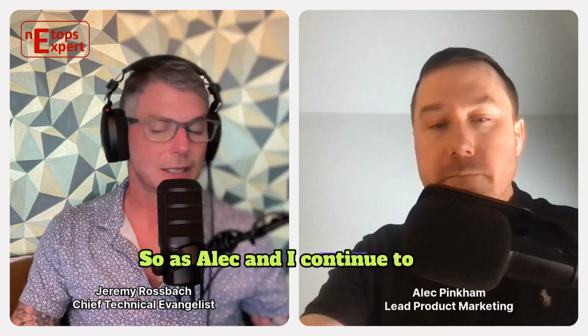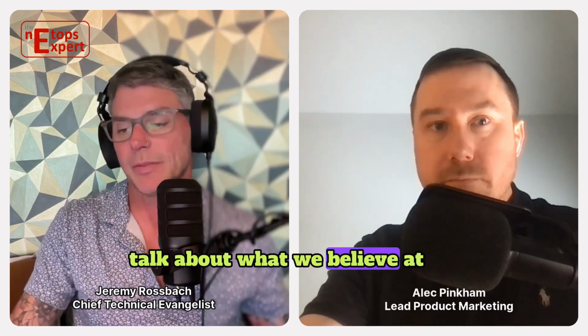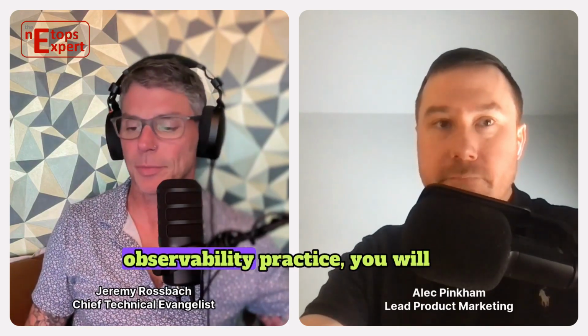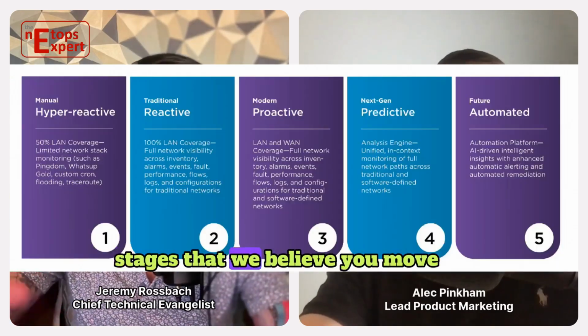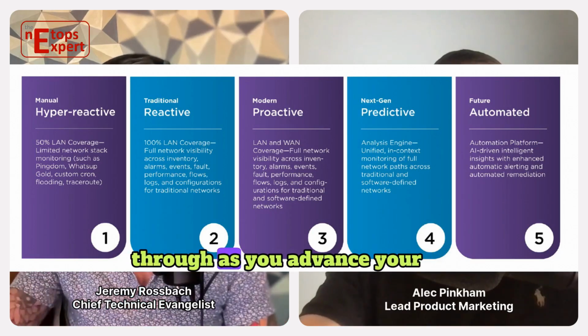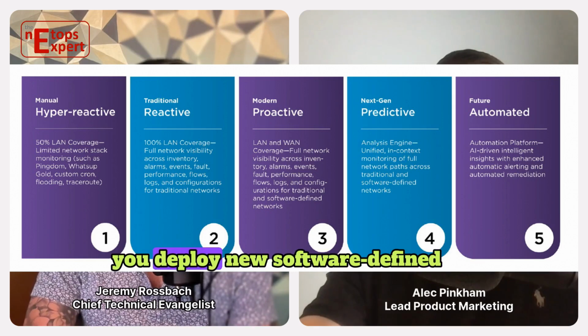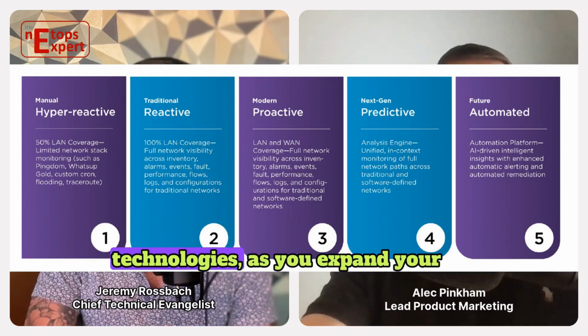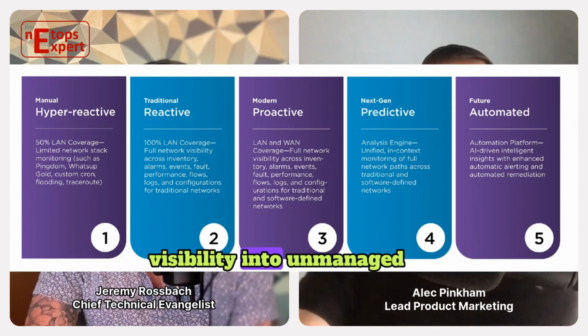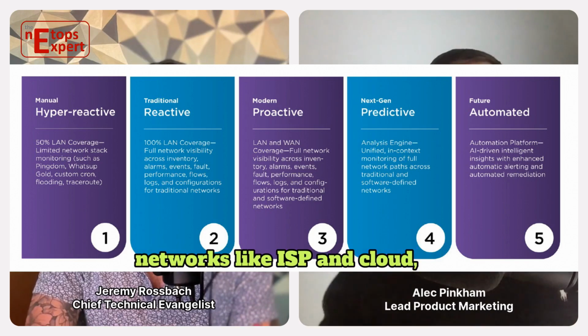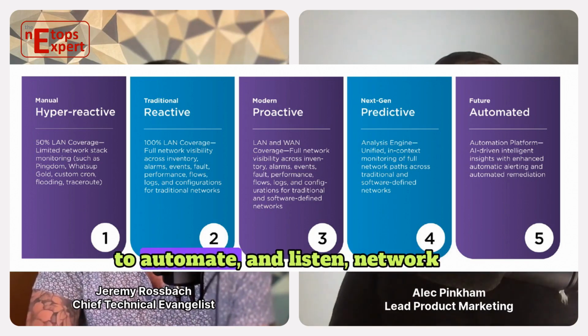So as Alec and I continue to talk about what we believe at Broadcom is a mature network observability practice, you will see, well, in this YouTube version of this podcast, the stages that we believe you move through as you advance your network monitoring practices, as you deploy new software-defined technologies, as you expand your visibility into unmanaged networks like ISP and cloud. And then finally, when you start to automate.